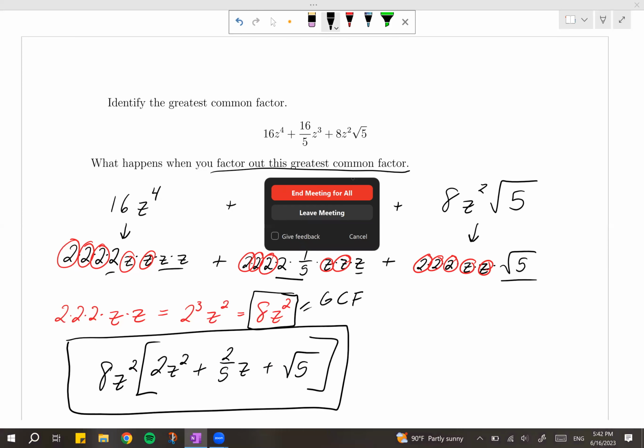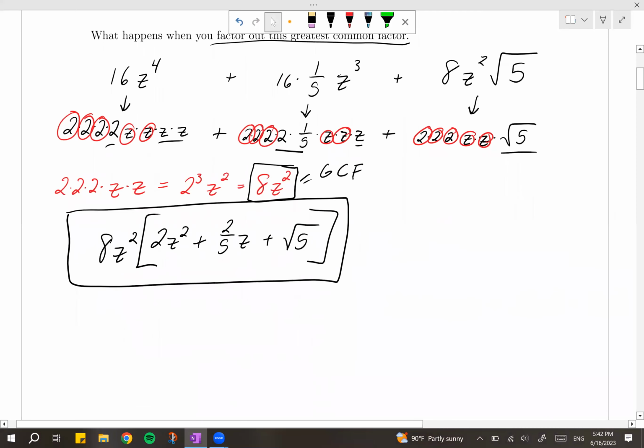So the way these work is you're going to look for what each of them have. So each of these had 3 2s and 2 z's. Anything more is unique to that term of our trinomial. There's 3 terms here.